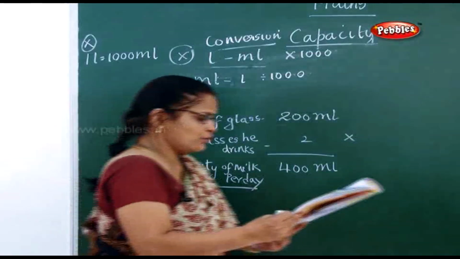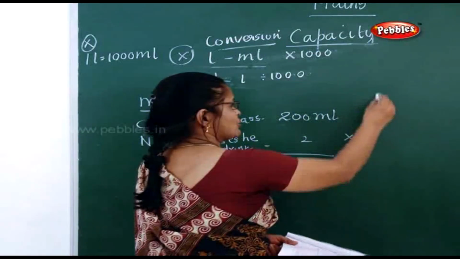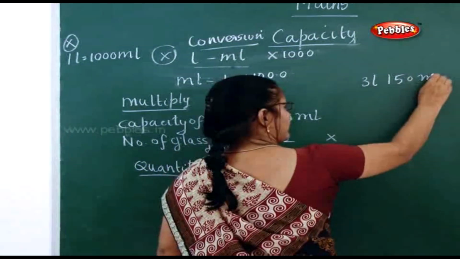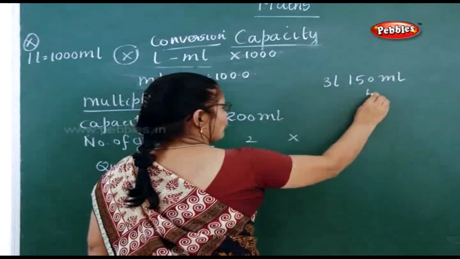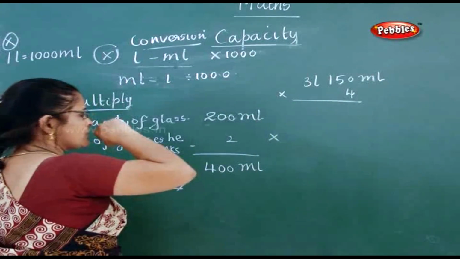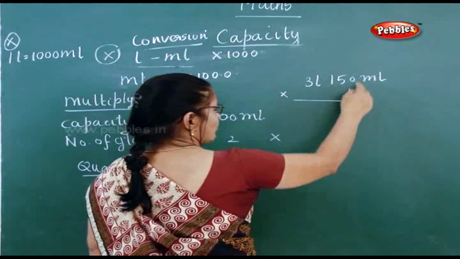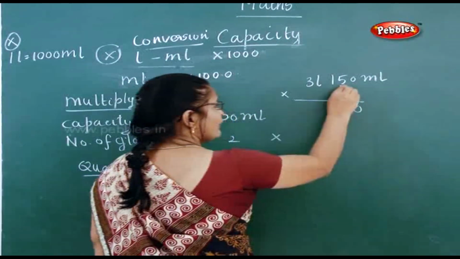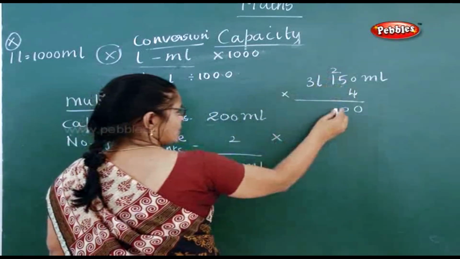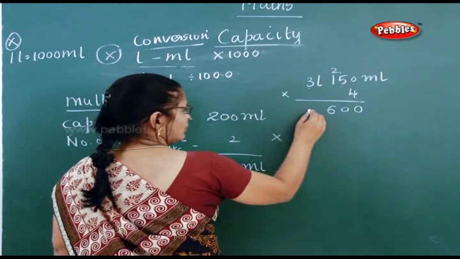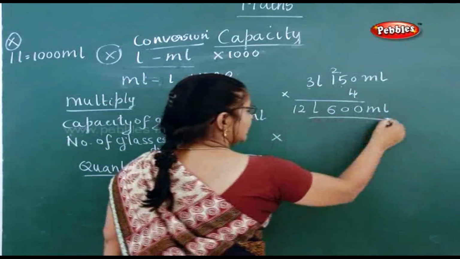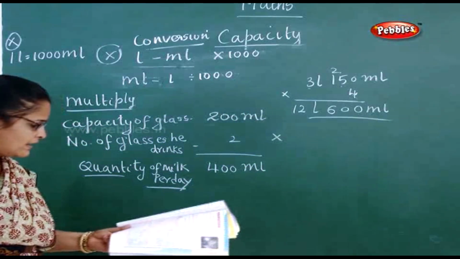Now, same way you have to do normal multiplication. So, 3 L 150 ml by 4. You have to multiply by 4. Now, can you tell me how will you multiply? Same way how you did your addition and your subtraction. But this is multiplication. What is 0 into 4? It is 0. 5 4s are 20. 2. 1 into 4, 4. 4 plus 2, 6. What is 3 into 4? 12. So, here you will write 12 liters and here you will write ml. Is it clear now? 12 liters and 600 ml.